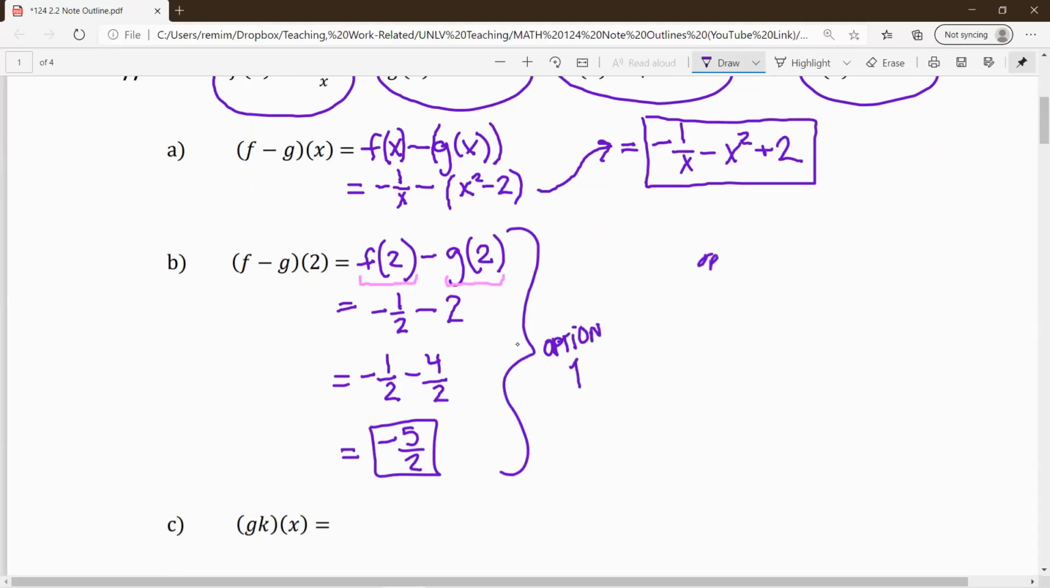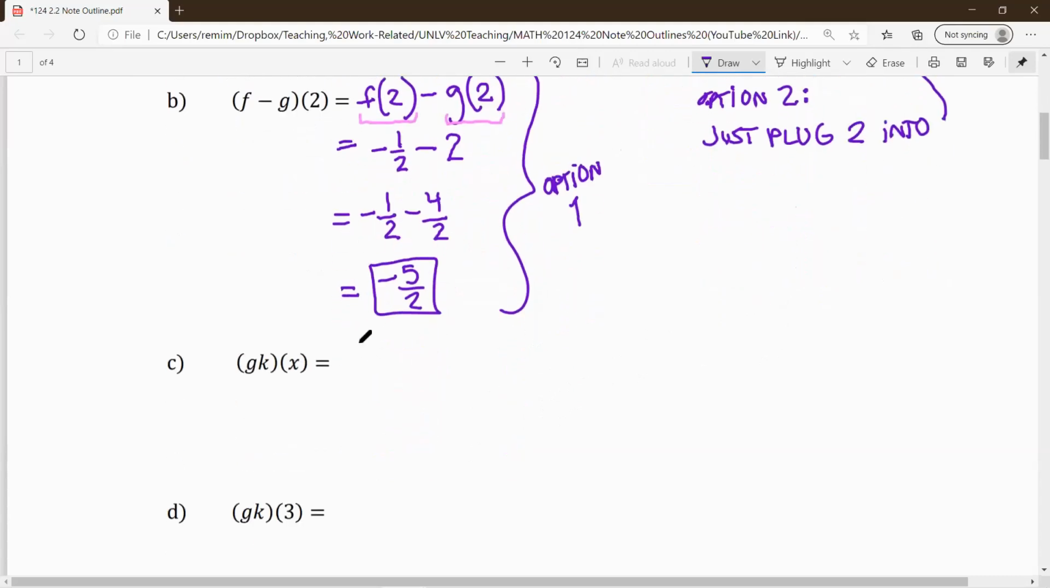But we also have an option 2 to handle this particular example. We could just plug 2 into the function that we got up there. And that would also work, but sometimes I do it this way and sometimes I would do this other option. But this second option only works if you already did part A. Sometimes we don't have this done yet, in which case I would just do option 1. So either option is fine.